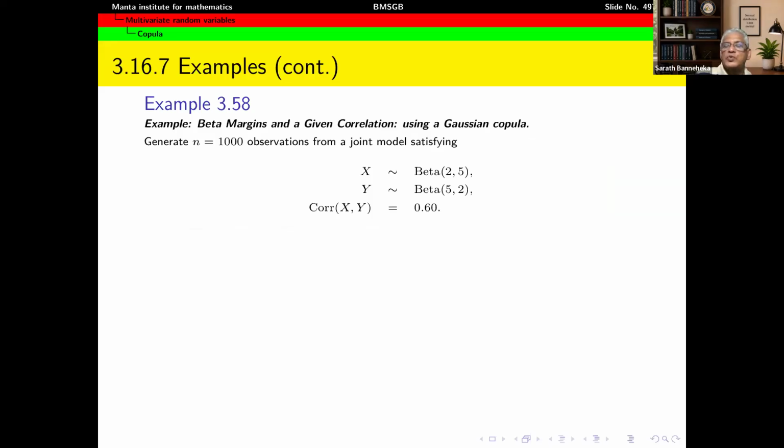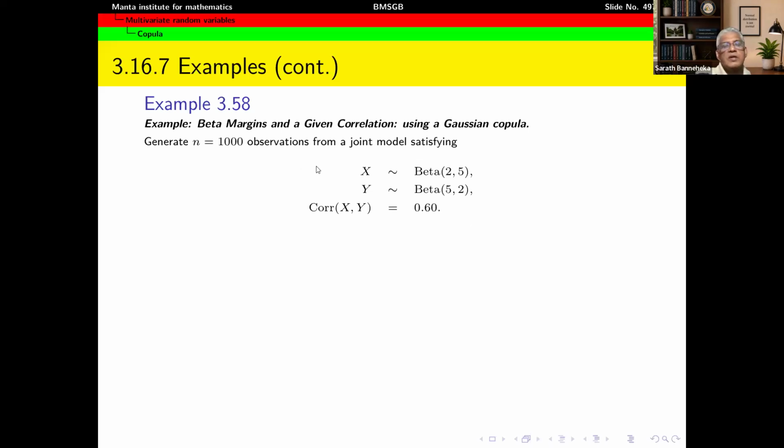So that was how to use the Gaussian copula to generate bivariate data having standard normal marginal for one variable and the other one standard uniform marginal.